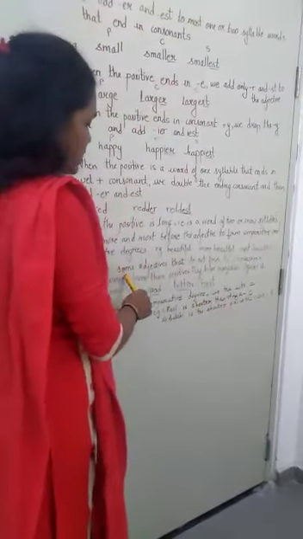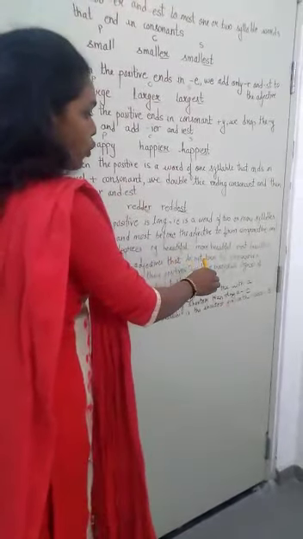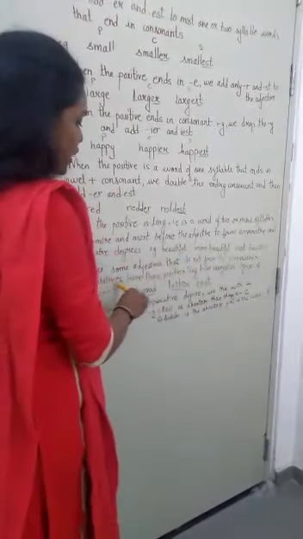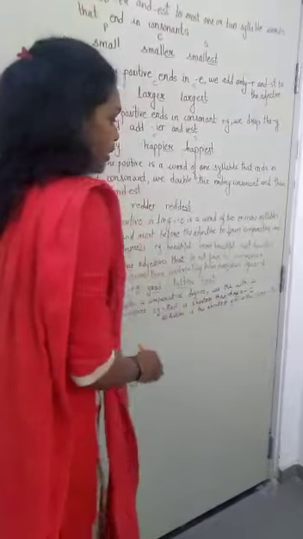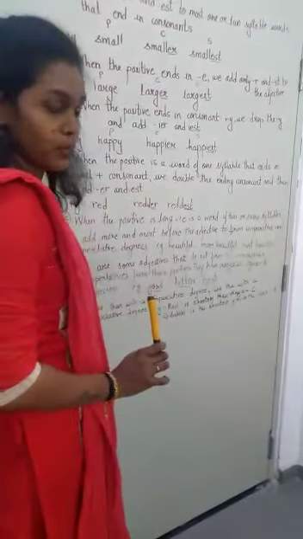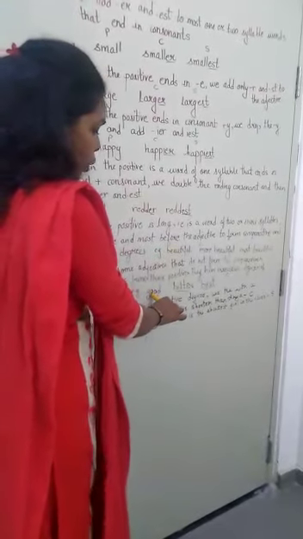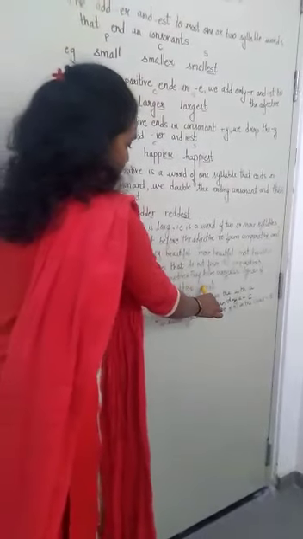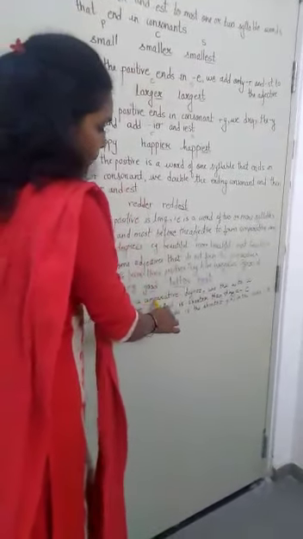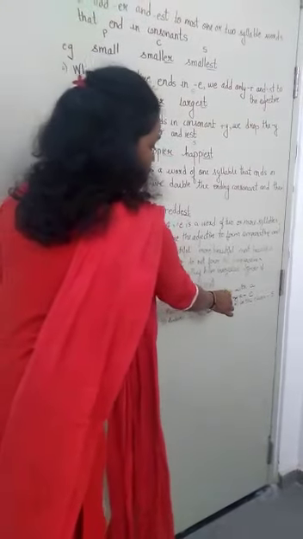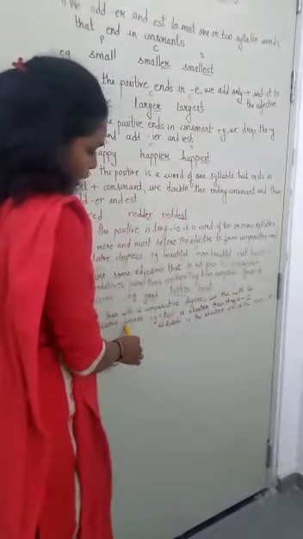Next, there are some adjectives that do not form the comparative and superlative form. They have irregular degrees of comparison. For example, good, better, best. We use than with a comparative degree and the with a superlative degree.